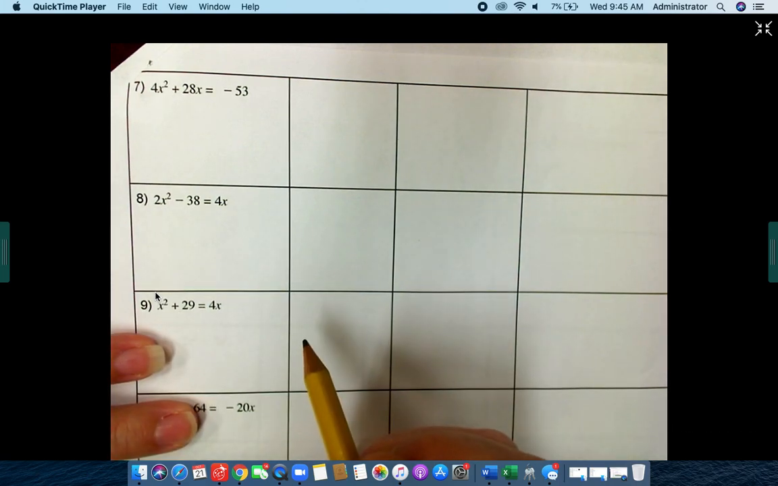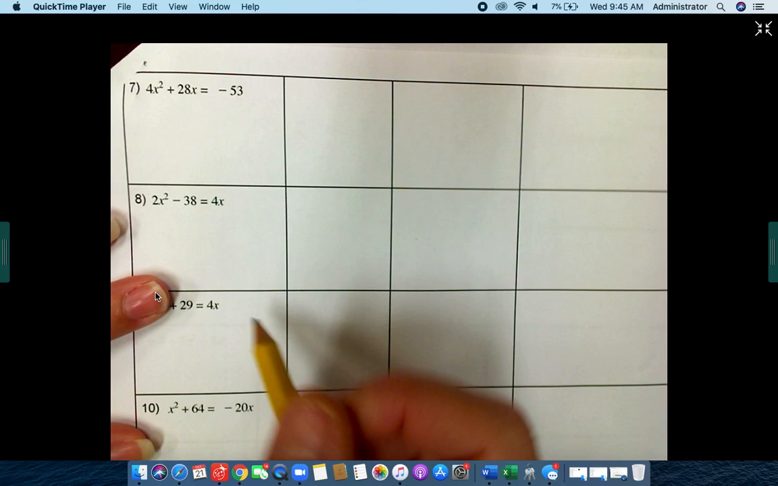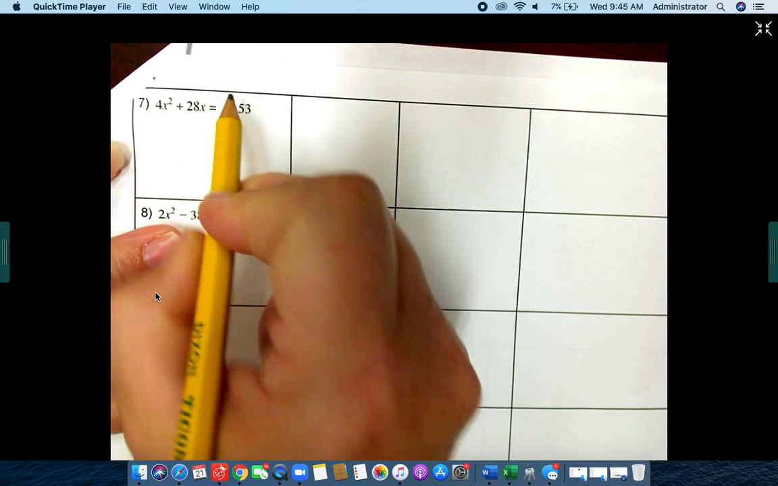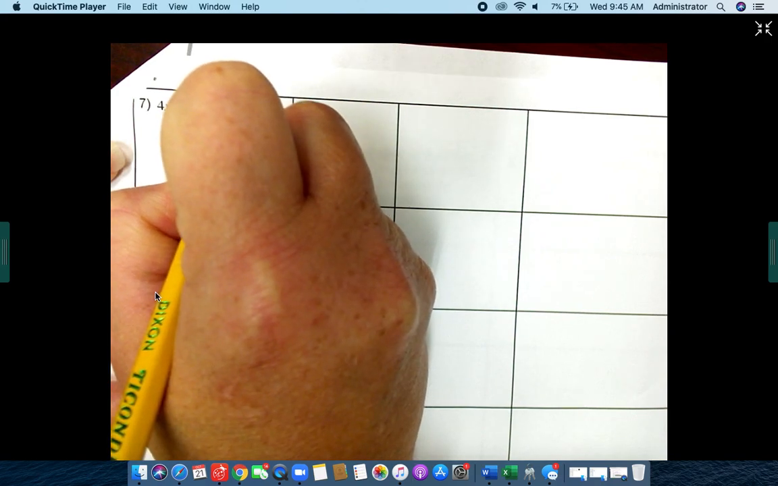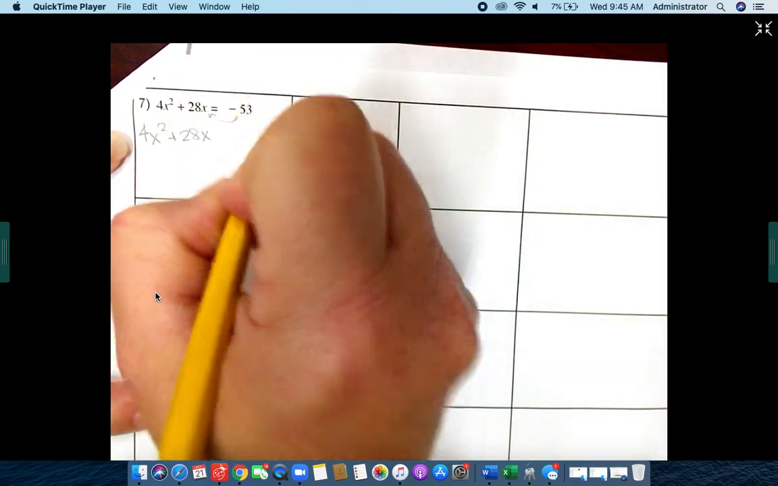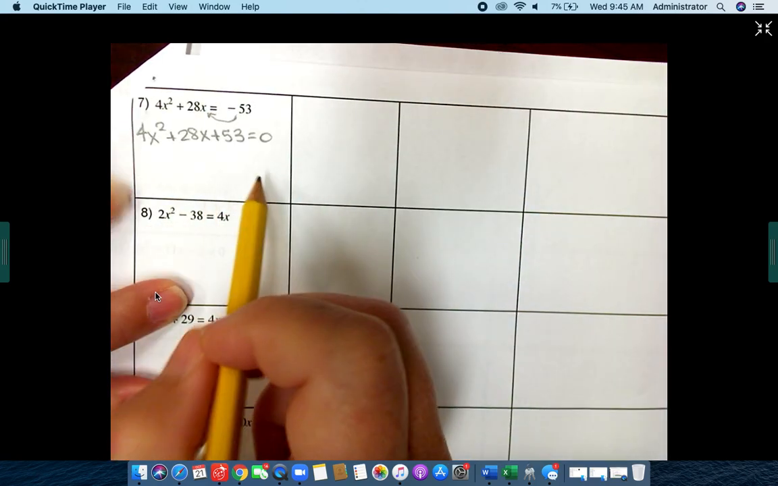Alright, to help keep the video shorter, I wanted to go ahead and split this up, and we're going to pick up now with number 7. So on number 7, you can see again it's not set equal to 0, so I'm going to add 53 to both sides. Hopefully you're picking up on the fact that you're just switching the signs when you do the inverse operation across the other side. So hopefully you can just see that I just switched it from a negative 53 to a positive 53.